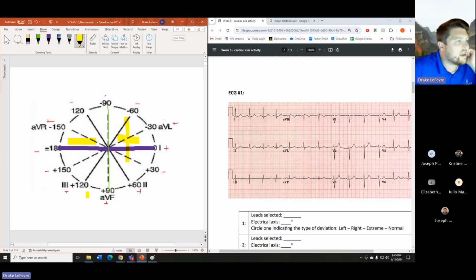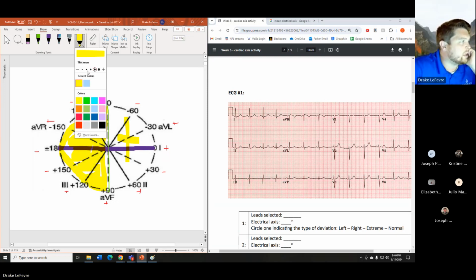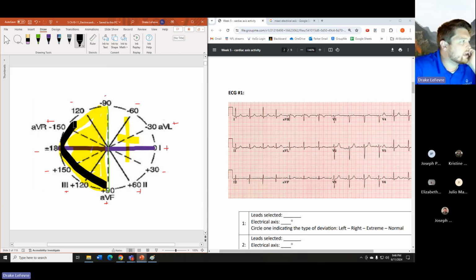Yes. Okay. So we look at lead 1. Overall, is lead 1 positive or negative? Positive. Positive, because it's going up. Up is positive, down is negative. So it's going more up. The QRS complex is going up, so it's more positive. So we know the direction has to be towards the positive. So we're going to shade all of the negative and say, okay, none of this can be the mean electrical axis.